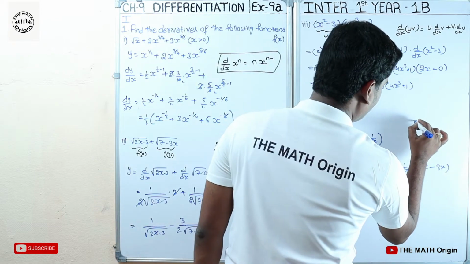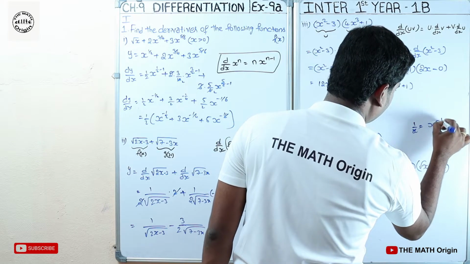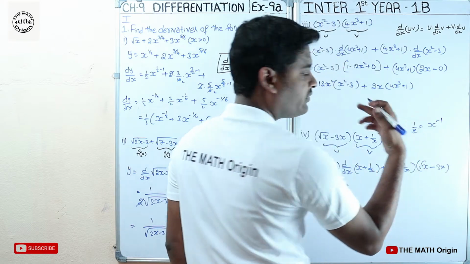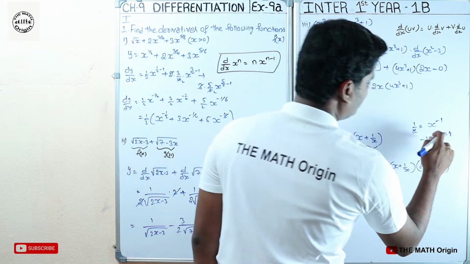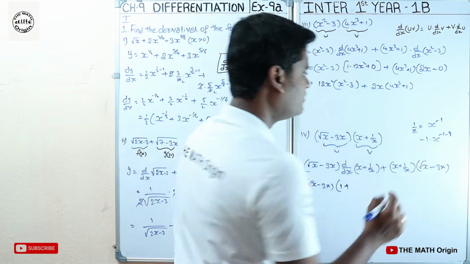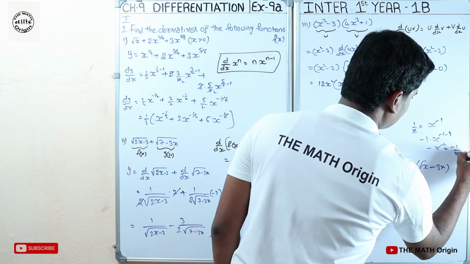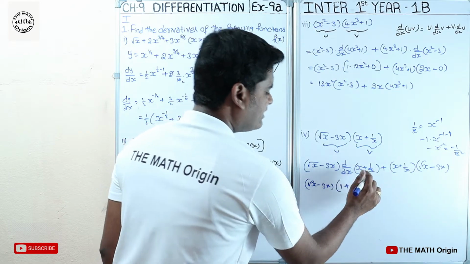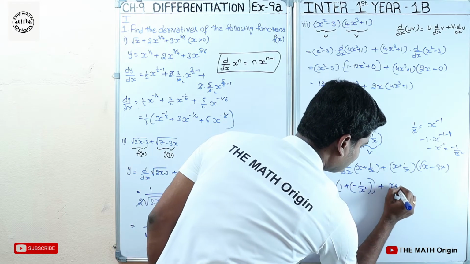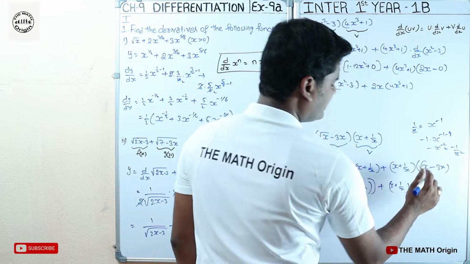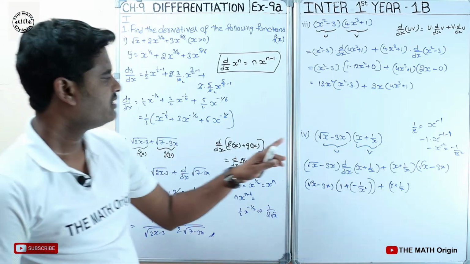So d by dx of x is 1, plus d by dx of 1 by x. 1 by x I will write as x power minus 1, so it is in the form of x power n. So n into x power n minus 1 gives minus 1 into x power minus 2, which is written as minus 1 by x square. So d by dx of 1 by x is minus 1 by x square, plus x plus 1 by x into the derivative of root x. Root x, we have already derived somewhere.